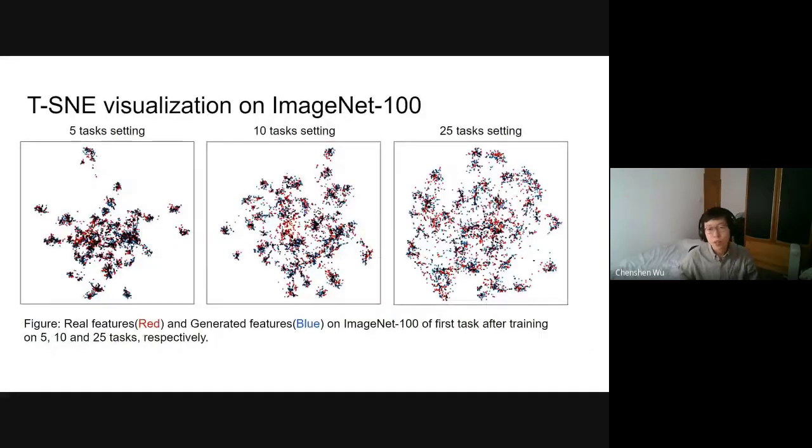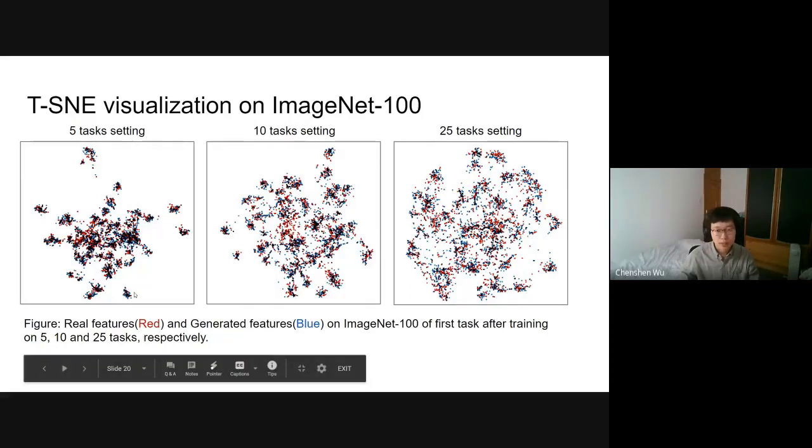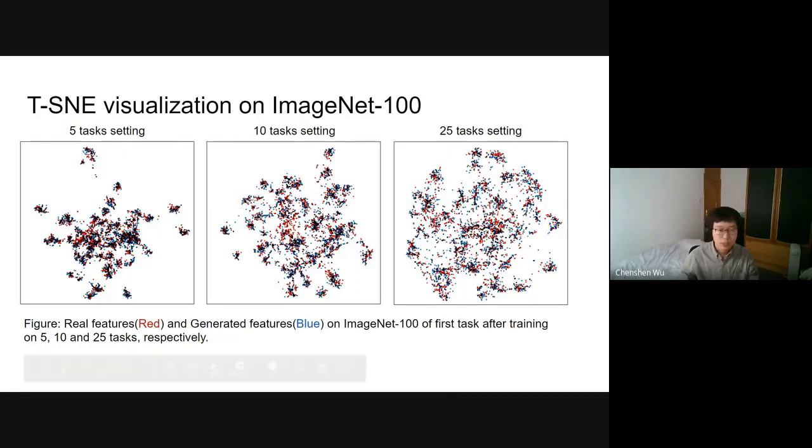And on this page, I'm showing the drifting of our generated features. The red dots represent the real features, and the blue ones represent the generated features. You see that they stay quite close together.